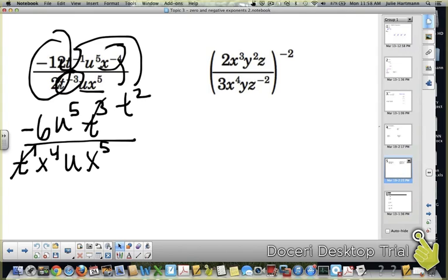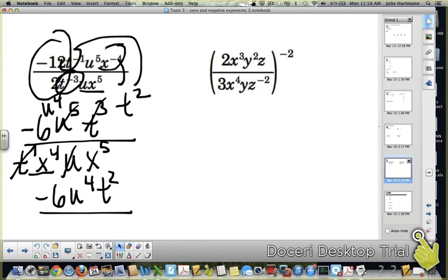I have a u to the fifth and a u becomes u to the fourth on the top. So on the top I have negative 6, u to the fourth, and t squared. On the bottom, x to the fourth times x to the fifth, 4 plus 5 is x to the ninth. So these are using all sorts of rules all in one.